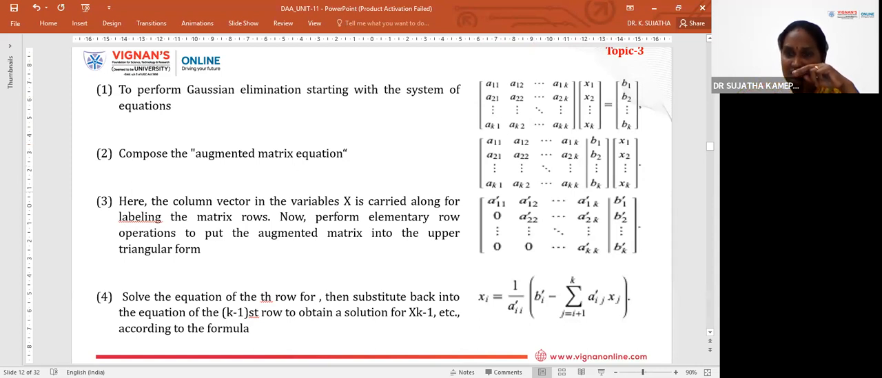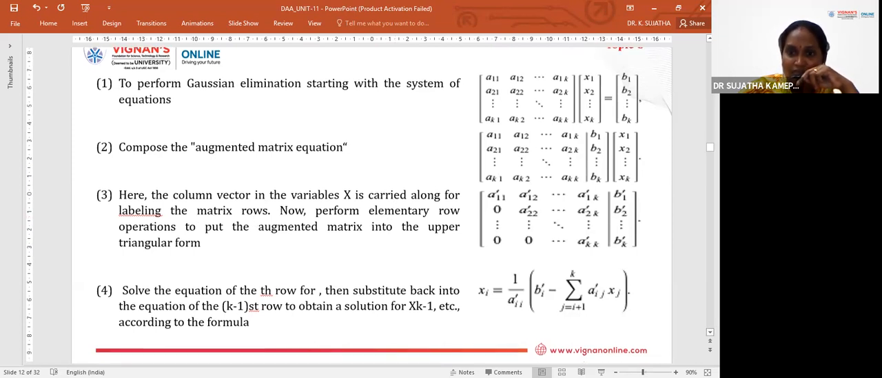After representing it in the form of a matrix, we need to compose the augmented matrix equation. Augmented matrix means we bring the constant part into this side. That is, this is the augmentation of the constant part onto the coefficients. All these are the coefficients and these are the constant values. These constant values are augmented into this matrix. Right. Now after that, the column vector of the variables X is carried along for labeling the matrix rows.